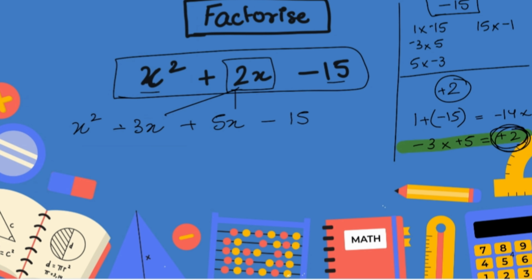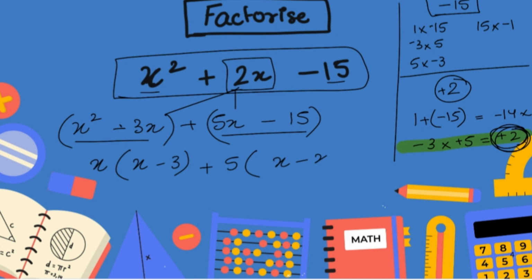Now I'm going to make two brackets. Here what is common? The common is x. So x minus 3 remains inside the bracket. What's common in this? It is positive 5. We write x minus 3 over here. These two brackets remain the same.